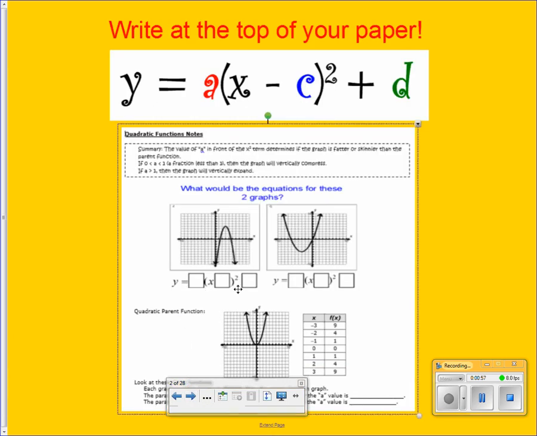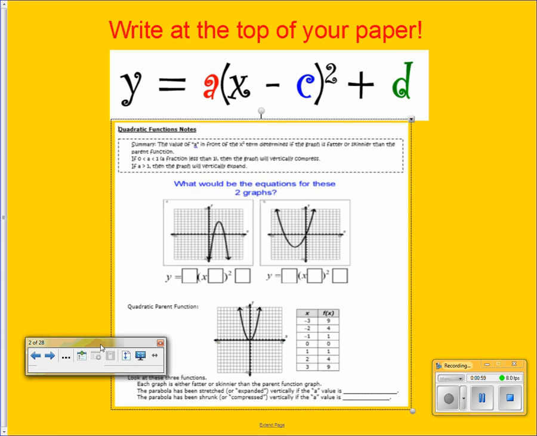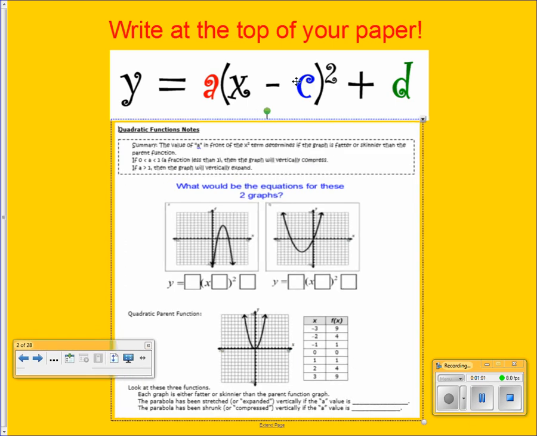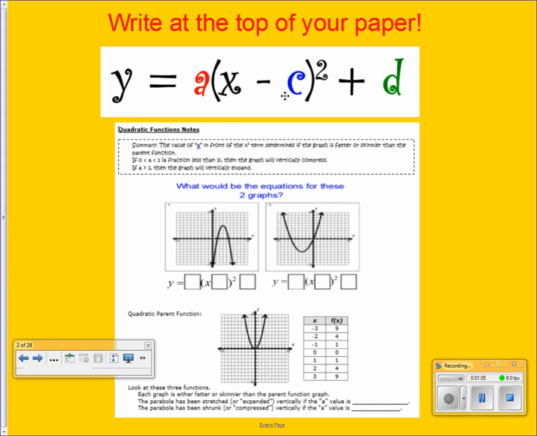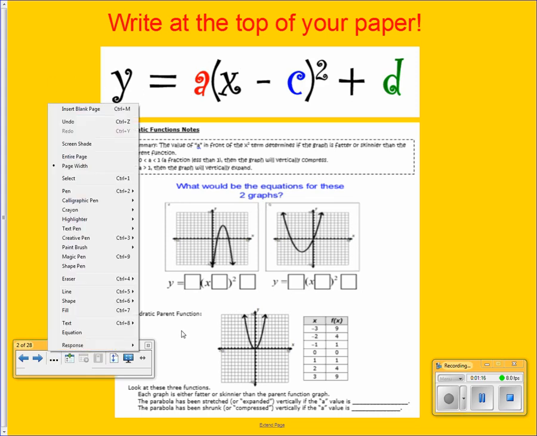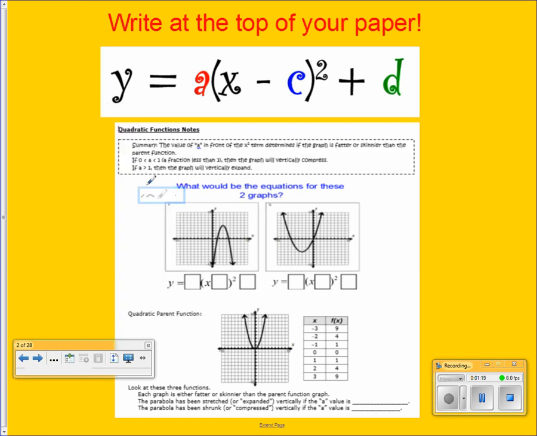At the top of the new notes for today, I want you to go ahead and write the equation that we used yesterday to move the parabola from left to right and up and down, and to flip it upside down. Go ahead and write this equation at the top of your paper.